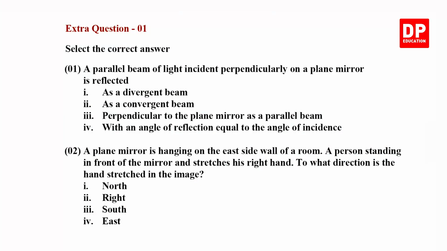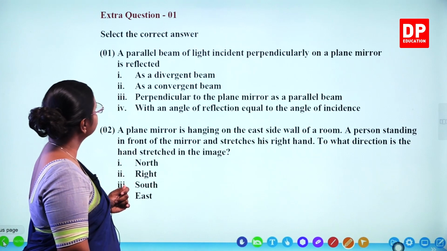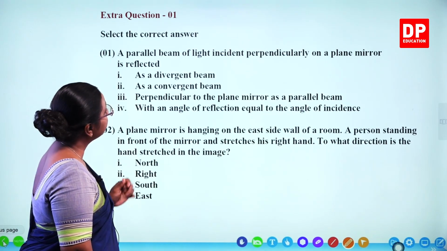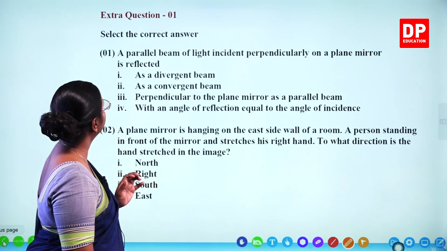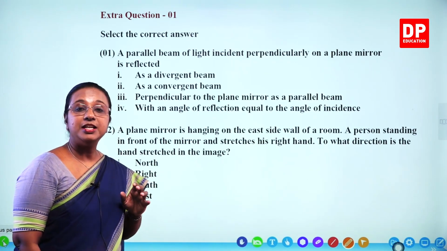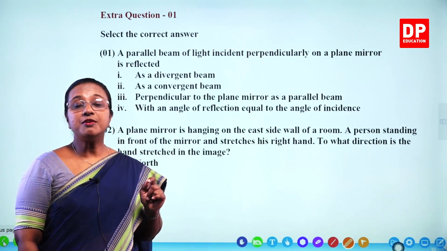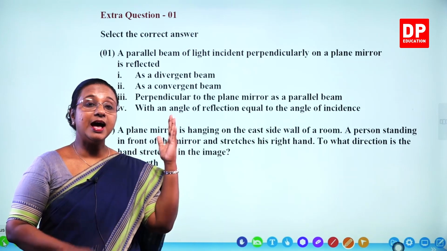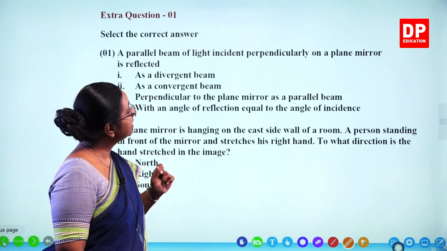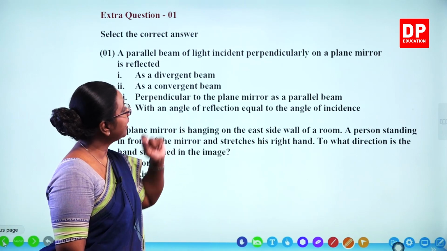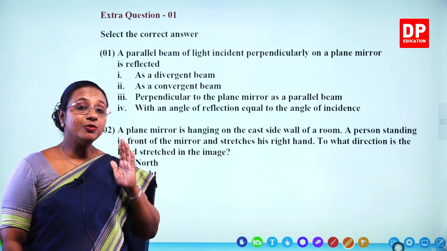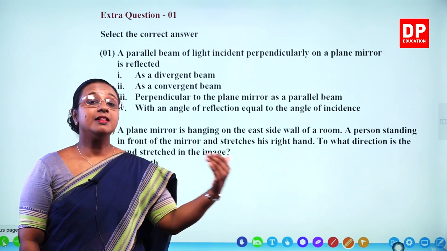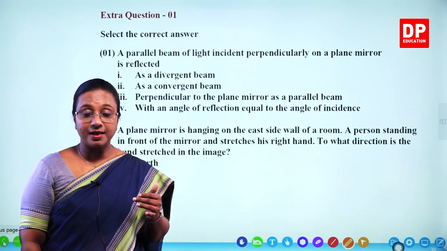So extra question 1. Select the correct answer. You're familiar with these types of questions. A parallel beam of light incident perpendicularly on a plane mirror is reflected. That you know. So there are two types of incident rays. One is incident perpendicular to the plane mirror, the other one at an angle. So when we say parallel beam, they are incident perpendicularly, and those rays go along the normal. Then how do they get reflected? They reflect in the same path.